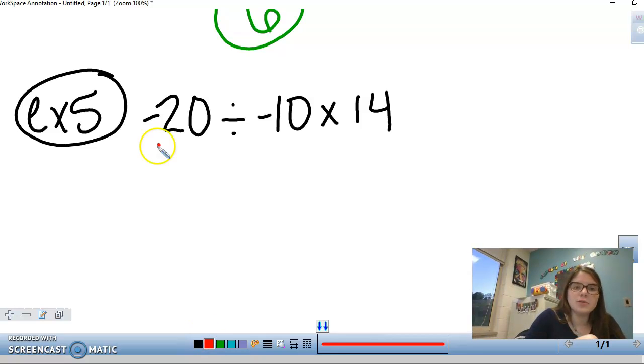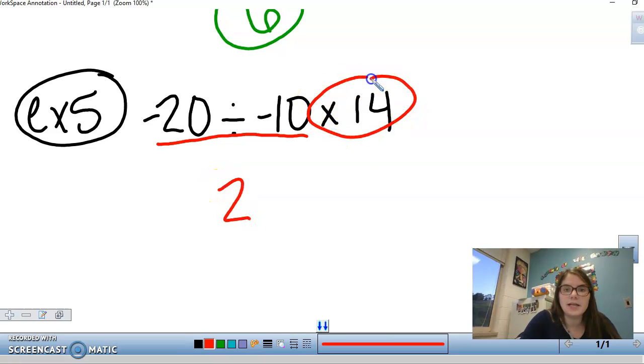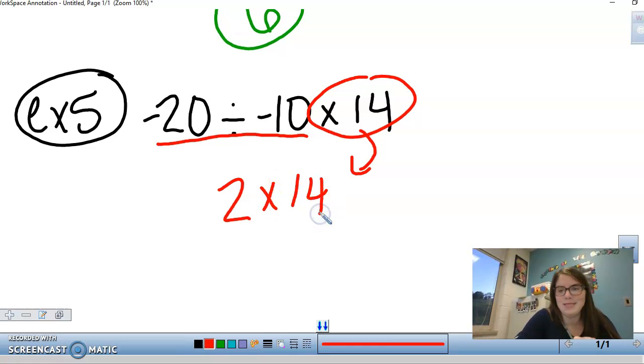So the first thing we're going to do is divide the first two numbers. Negative 20 divided by negative 10, they're the same sign, so I know it's going to be positive. So it's going to be a positive, and 20 divided by 10 would be 2. Then I have to bring down this last part, so it's going to give me times 14. Oh, well, this is easy. 2 times 14, they're both positive, so my answer is going to be positive. And 2 times 14 would give me a good old 28.